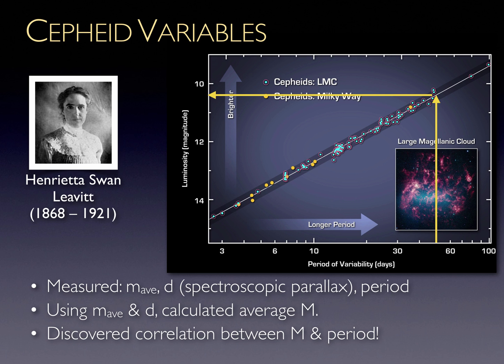One can measure the average apparent magnitude and the pulsation period of a Cepheid variable star. Using the star from the previous slide, we have a measured pulsation period of 50 days and suppose this star has an average apparent magnitude of 23.9.